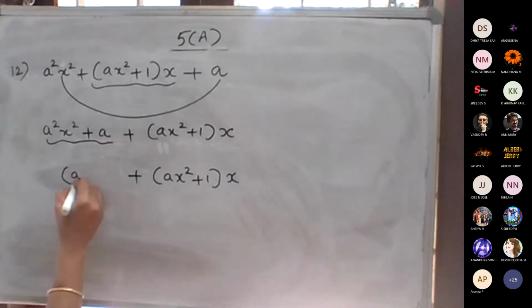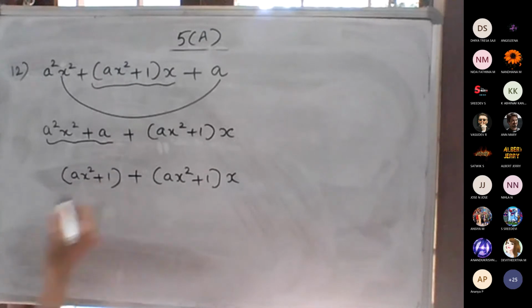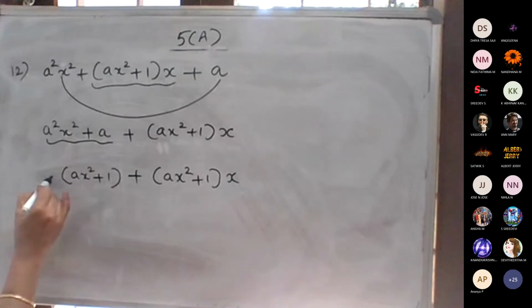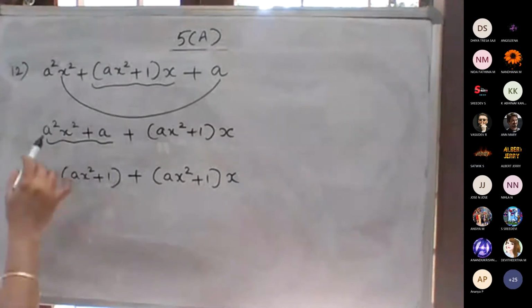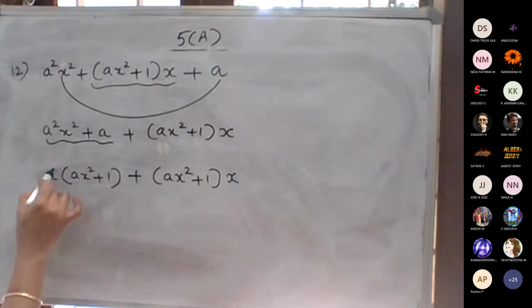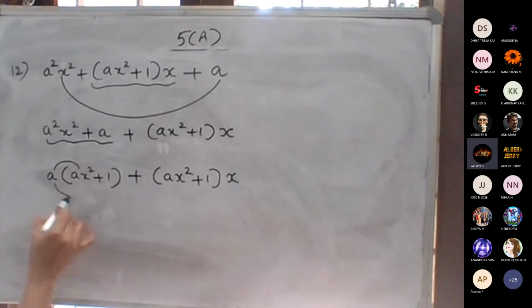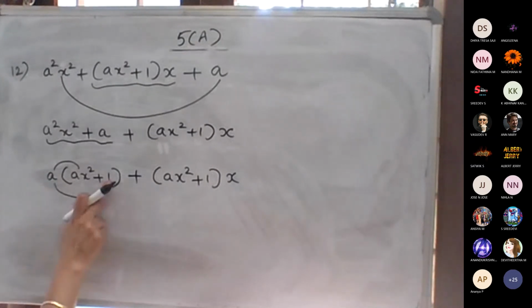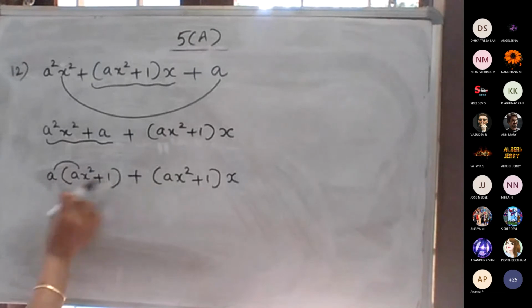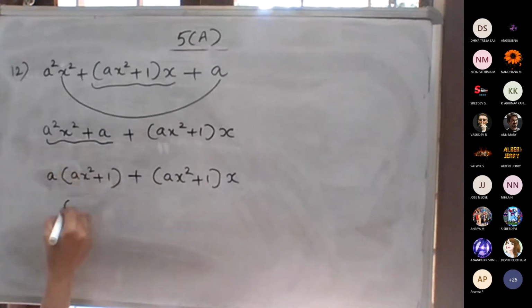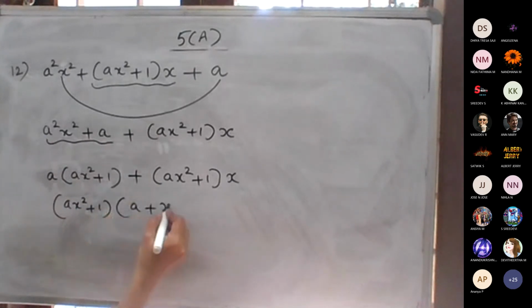Can we take a x square plus 1? Is it possible or not? So if we change the bracket, we will get a square x square, no? Then 1 a. So this is our question. Next step, x square plus 1 we can take common. Then a plus x. Okay.